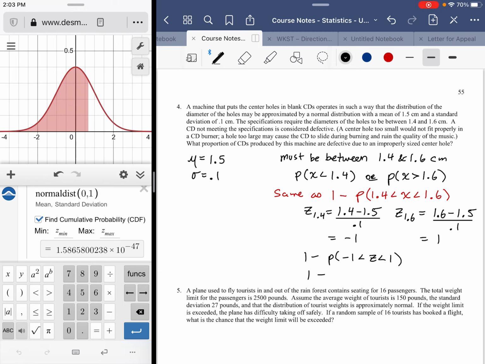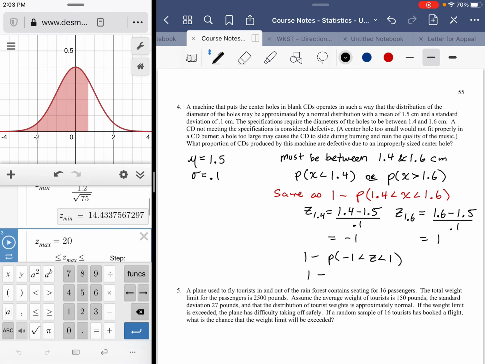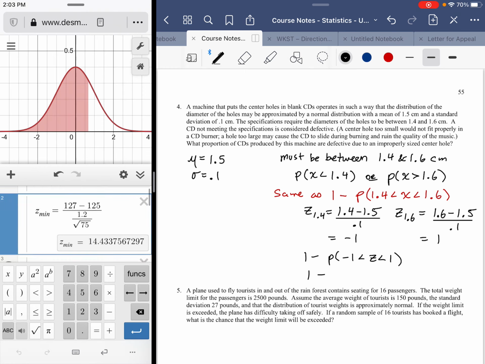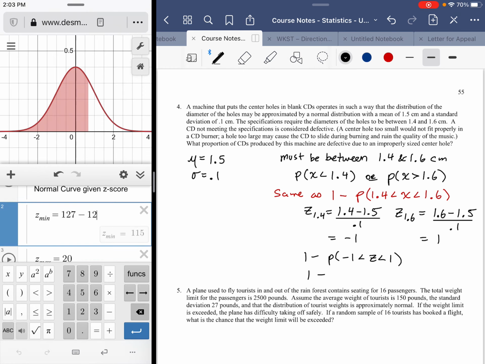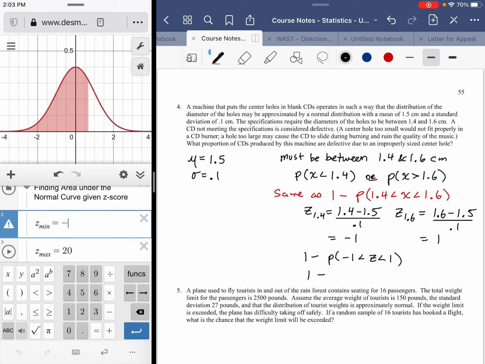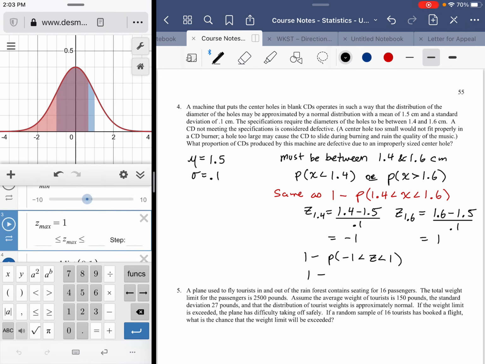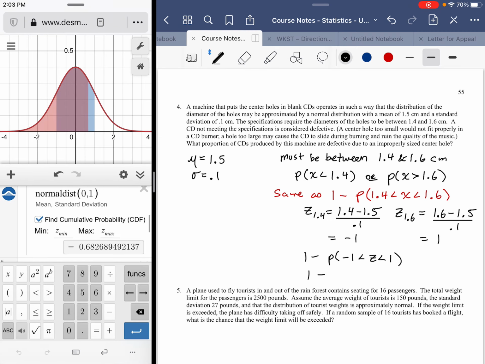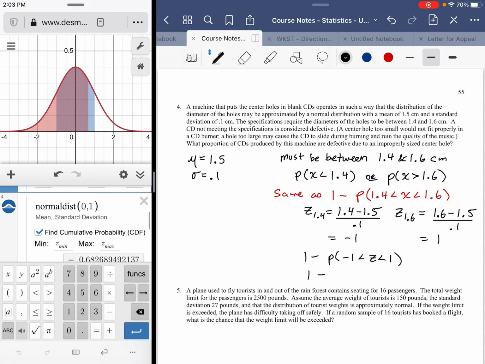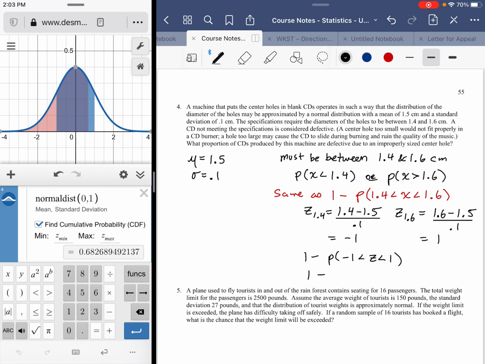Now, you could actually go with the empirical rule in the instance where within one standard deviation about the mean is about 68% of the data, but we have the calculator to do it for us, so why not? All right, from negative 1 to 1, that's the 0.682.